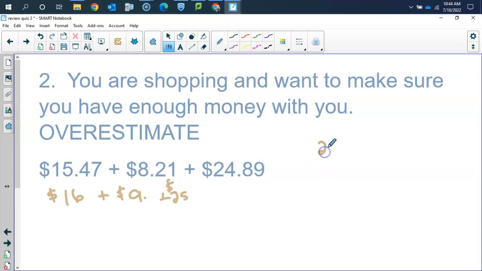So when I add that, 25 plus 16 plus 9, that's 11, and 9 is 20. So $50 is going to be our overestimate. So we make sure we have enough money.